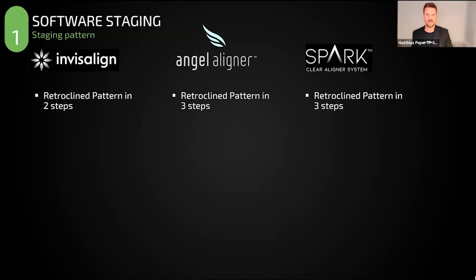For Angel Aligner, we have three steps. It's called the PIR protocol: protrusion, intrusion, retraction. For Spark, it's exactly the same. So we all know how this protocol looks like, and we can see that there are no big differences. But even for Invisalign, sometimes we change this protocol to a pattern with three different steps. I will show that later in the digital treatment plans.